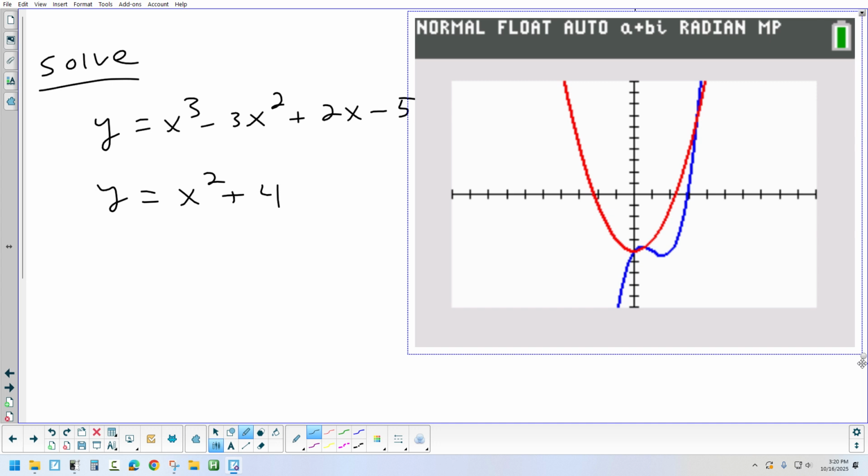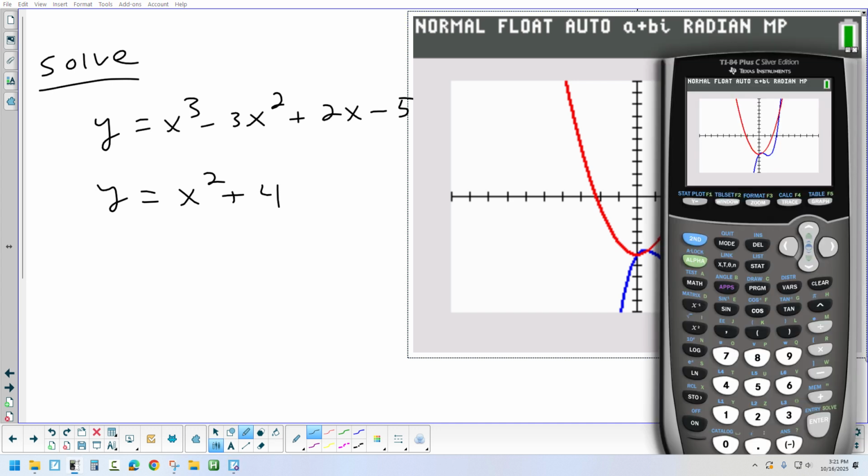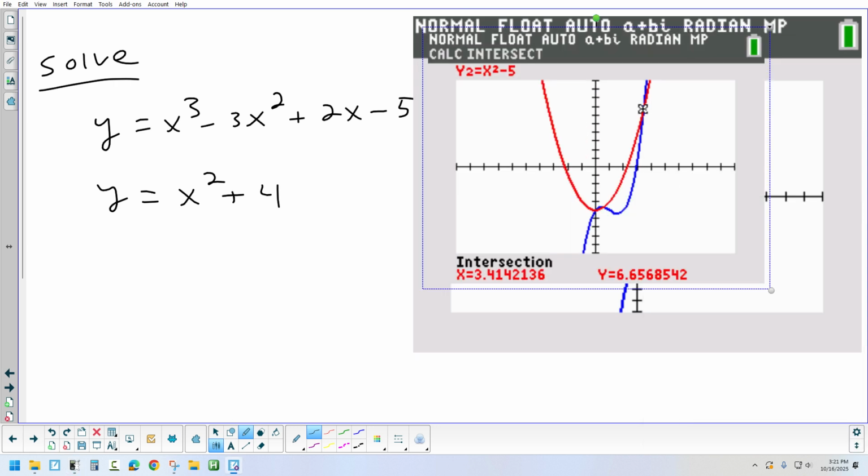Is that 2, 3 times? Yeah, it looks like it's going to be 3 times. So we're definitely going to have to zoom in carefully and check that other part out, the vertex of the parabola. But we can definitely do the one on the right. So we get our first answer. X is 3.41, Y is 6.657. Make sure you give the X and the Y value when you solve the system.